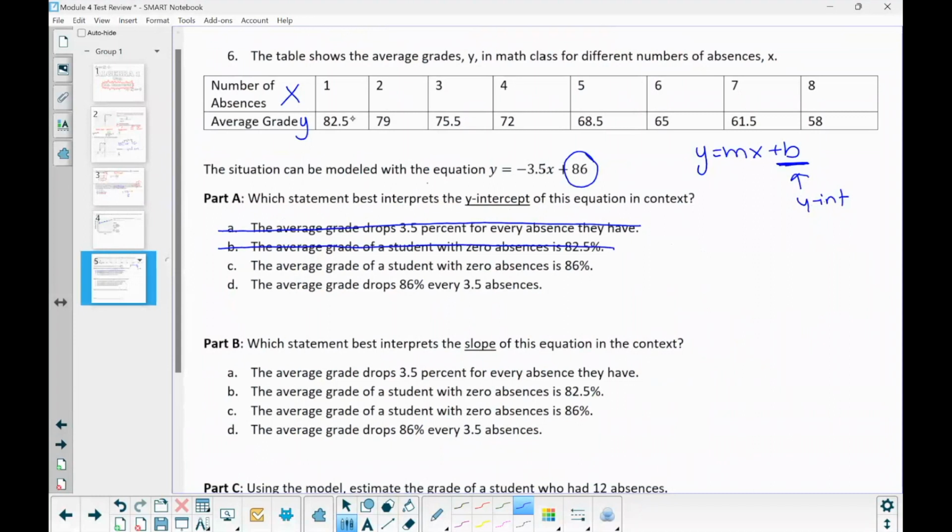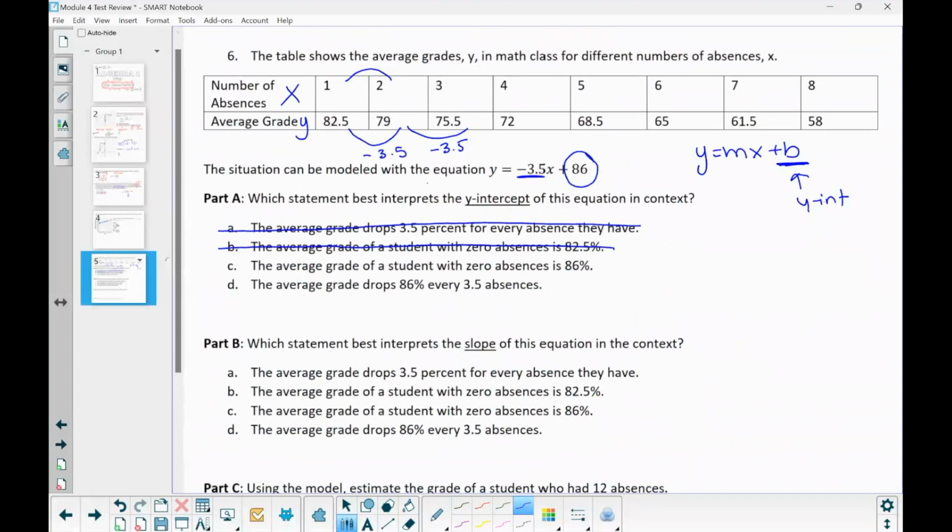All right. Now, if we look at our data, let's look at for every 1 absence, how much is our grade dropping? Well, it's dropping 3.5. From 79 to 75.5, 3.5. So I know that my slope represents that we're going down 3.5. Every day that our students are absent, their grade is going to go down an average of 3.5%.